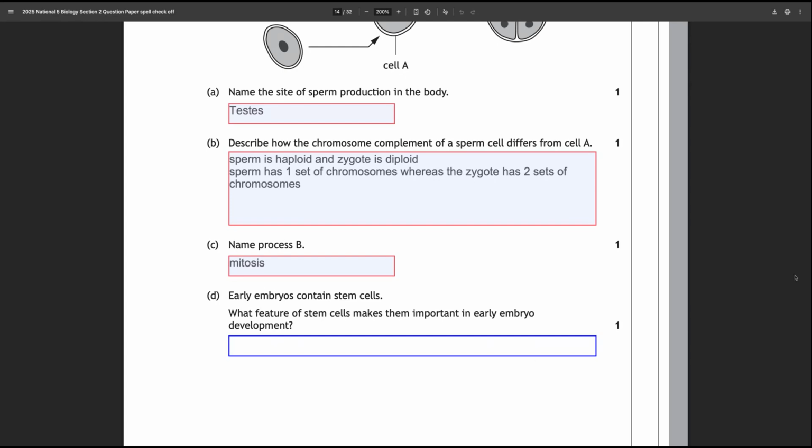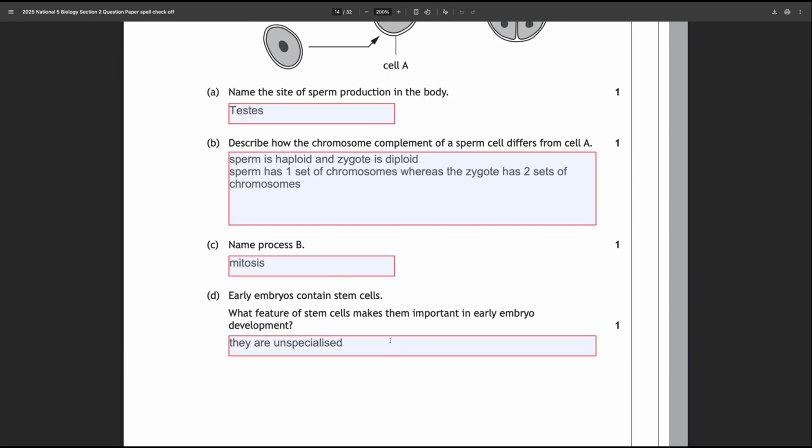Okay, next one, we've got early embryos contain stem cells. What feature of stem cells makes them important in early embryo development? Okay, easy one here. If you just simply say they are unspecialized, that's what I think most students would put here. But you could also talk about them having the potential to become lots of different types of cells. You could also talk about that they can self-renew, they can make more copies of themselves, and that they're involved in growth and repair. Actually, all of these would be acceptable from the SQA for this answer.